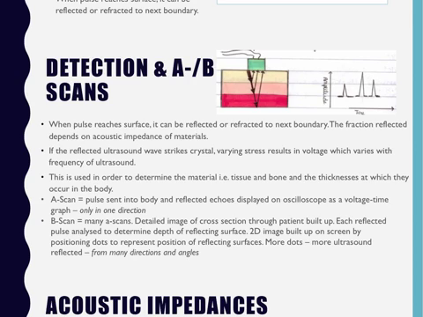A scans. A pulse is sent into the body, and reflected echoes are displayed on an oscilloscope as a voltage-time graph, only in one direction. B scan. It's many A scans, and a detailed image of a cross-section through the patient is built up. Each reflected pulse is analysed to determine the depth of the reflecting surface. A 2D image is built up on screen by positioning dots to represent the position of reflecting surfaces. More dots, more ultrasound reflected. It's from many directions and angles.